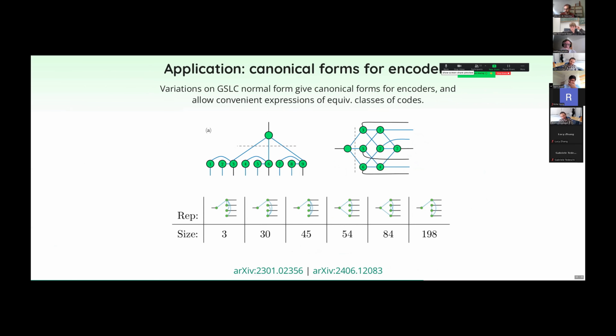So a couple of things that have been done with stabilizer encoders. For one thing, using a variation on the GSLC form, you can actually give canonical forms for encoders. So you can give a unique form of your encoder, which allows you to really canonically express a code. And it also helps with various things, like if you want to combinatorially explore the space of codes, then you can start to enumerate, say, equivalence classes of codes using these canonical forms.